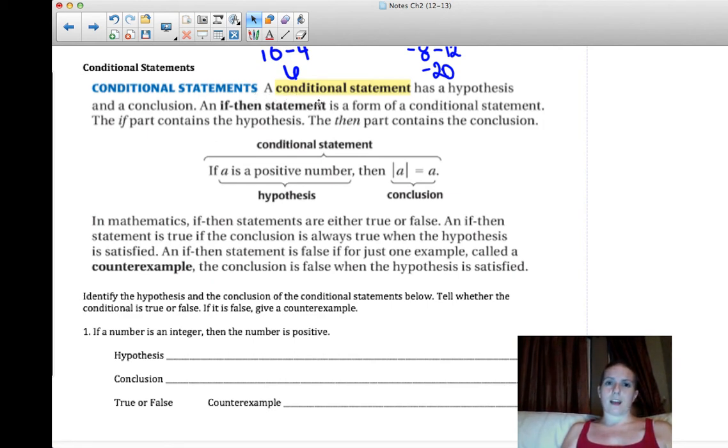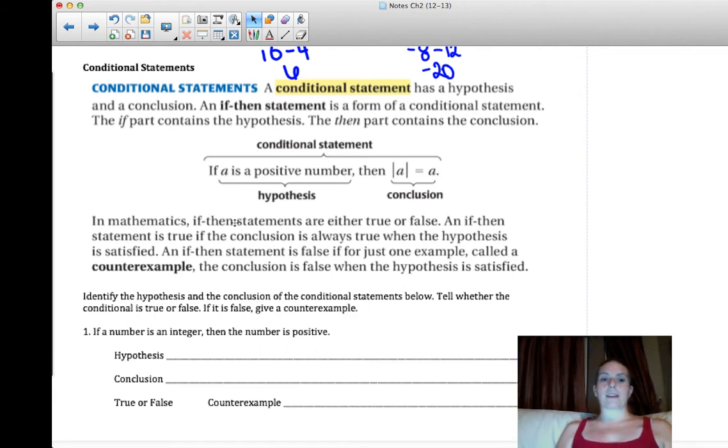Conditional statements. A conditional statement has a hypothesis and a conclusion. An if-then statement is a form of a conditional statement. The if part contains the hypothesis. The then part contains the conclusion. So when we look at this whole sentence, we're going to call the whole sentence the conditional statement. If A is a positive number, then the absolute value of A is equal to A. The hypothesis is the idea, the if, and the conclusion is what we think will happen.